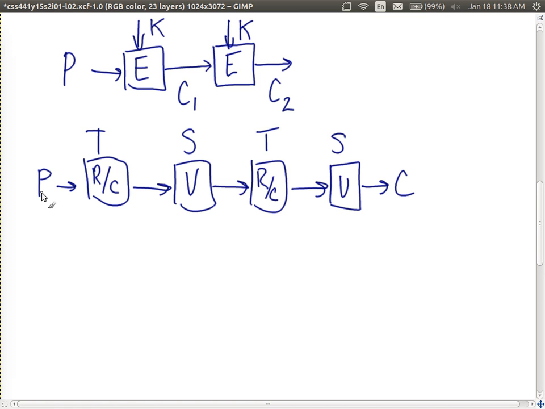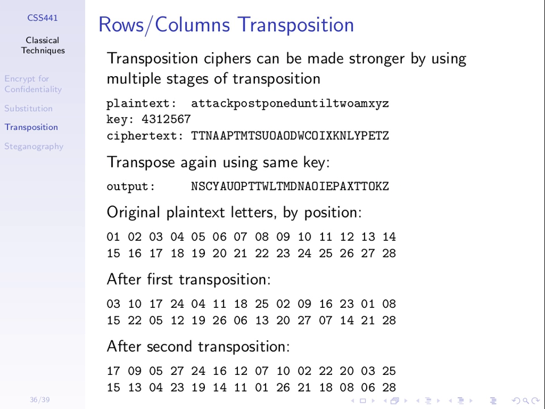What's the time? We have 15 minutes to go. Let's see what we've missed, and then we've got one last example of a classical cipher, I think.